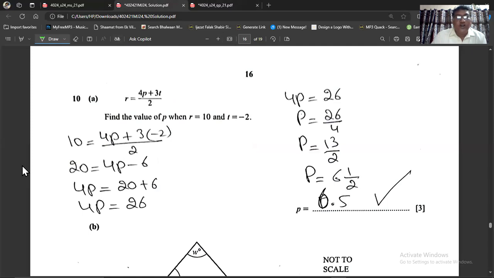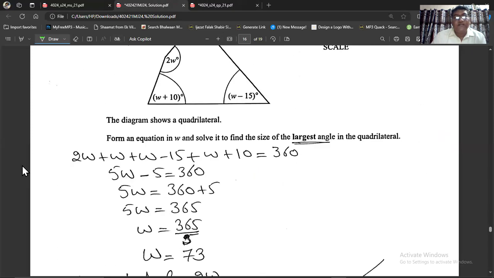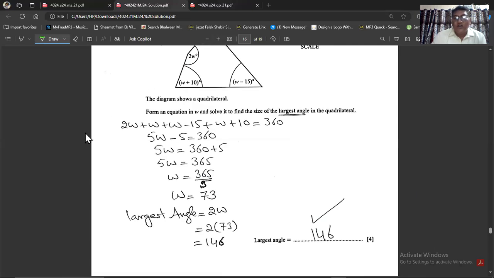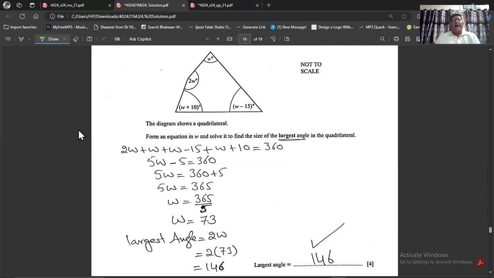So let me show you how I have done this on the paper. So let me reduce the size so you can see the whole thing. Okay, sir. So here we have 2W plus W plus W minus 15 plus W plus 10 is equal to 360. 5W minus 5 is equal to 360. So 5W is equal to 360 plus 5. So 5W is equal to 365. So W will be equal to 365 divided by 5. So W will be equal to 73.